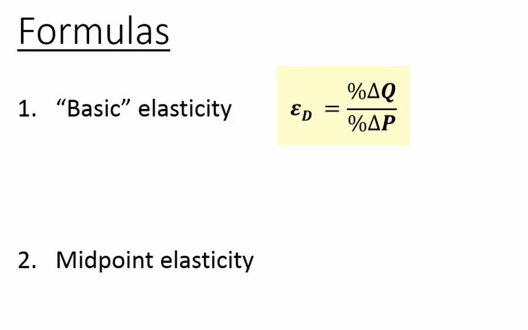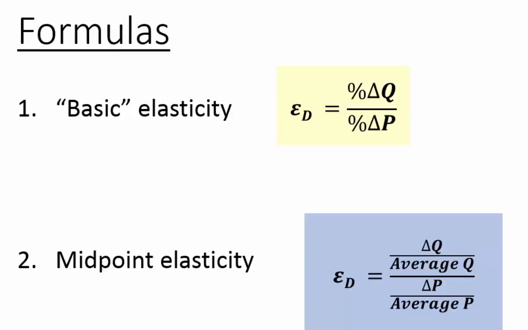Okay, so just to summarize the formulas, our basic elasticity of demand is simply the percent change in quantity divided by the percent change in price. Our midpoint elasticity is the change in quantity divided by the average quantity, divided by the change in price divided by the average price. Likewise with supply, same exact calculations except on the supply curve. So when we're calculating elasticity of supply, we're just looking at the percent change in quantity supplied divided by the average quantity supplied, over the percent change in price divided by the average price.